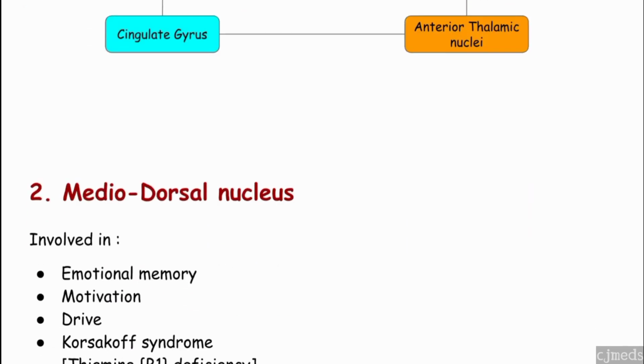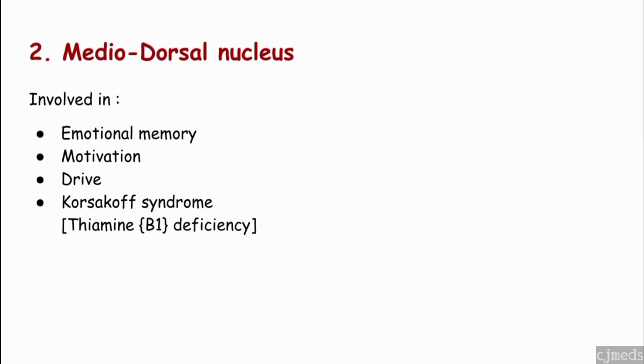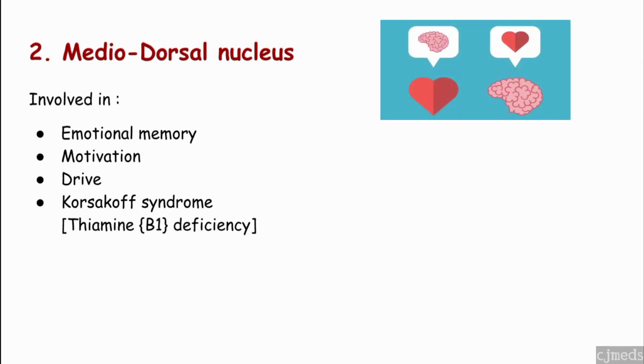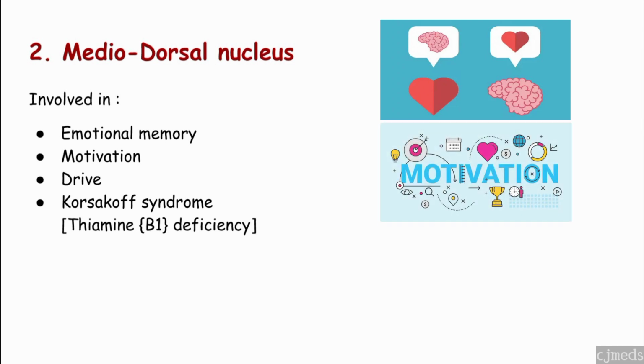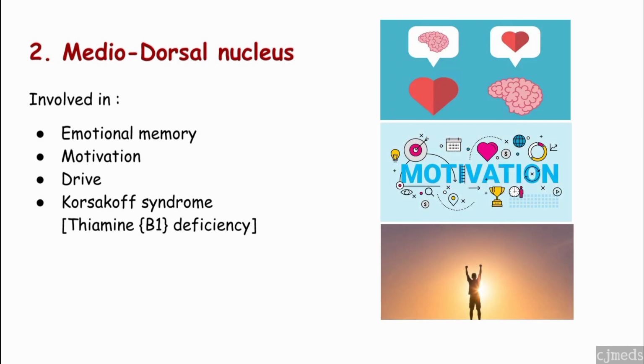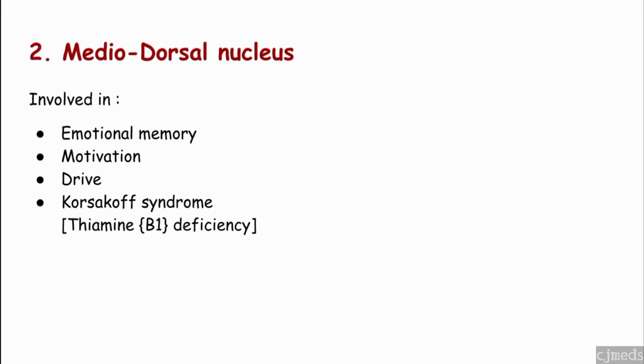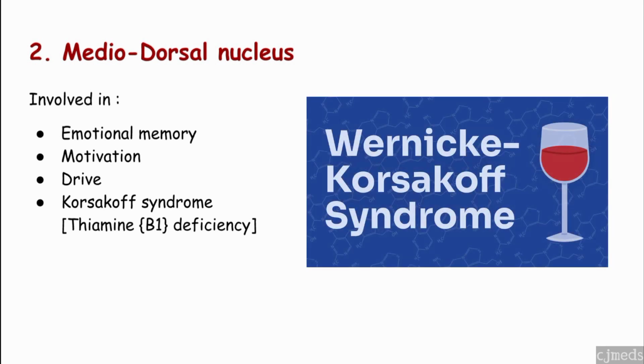Now let's move towards the mediodorsal or the dorsomedial nucleus. Here we need to know three important things. It is obviously involved in emotional memory. Then it's involved in motivation. And it's also involved in your overall drive. Okay, so it's involved in emotional memory, motivation and drive. So whenever there is damage to this nucleus, it can damage these functions and can result in personality changes. The disease which affects these areas of the thalamus is Korsakoff syndrome. So whenever someone has a severe thiamine deficiency, it can affect the Papez circuit and also the dorsal medial nucleus.